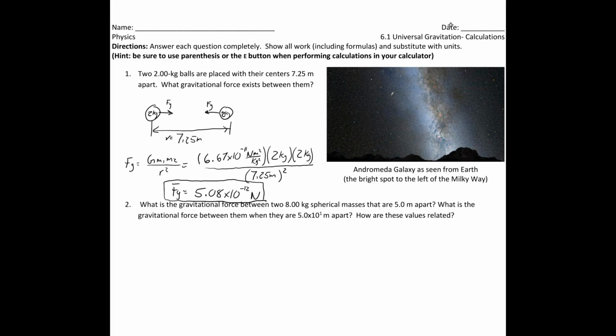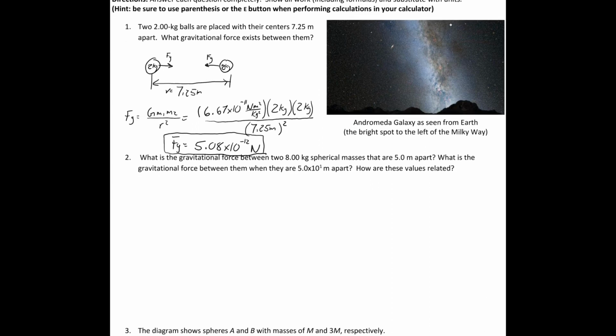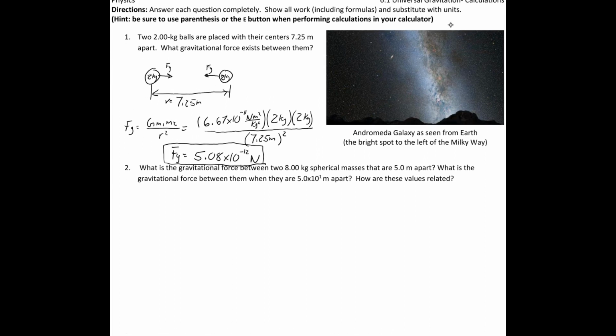Number 2, what is the gravitational force between two 8-kilogram spherical masses that are 5 meters apart? What is the gravitational force between them when they are 5 times 10 to the 1 meters apart? How are these values related? Okay, so let's do the same thing again. Fg is equal to G m1 m2 over r squared.